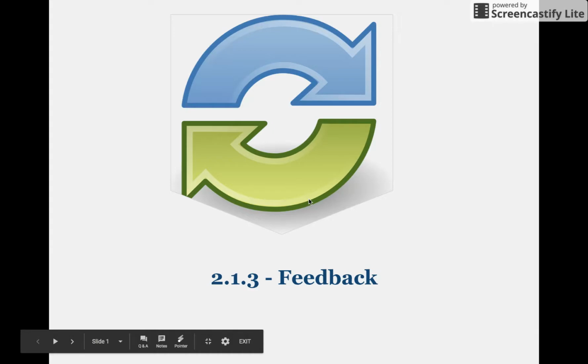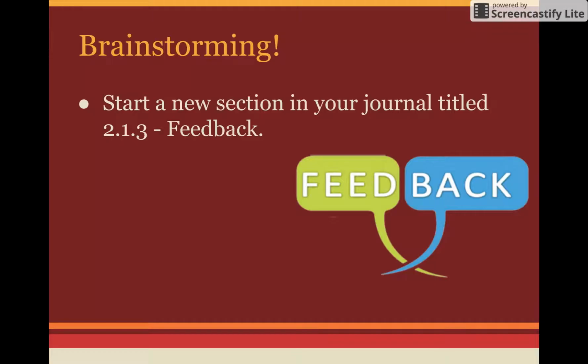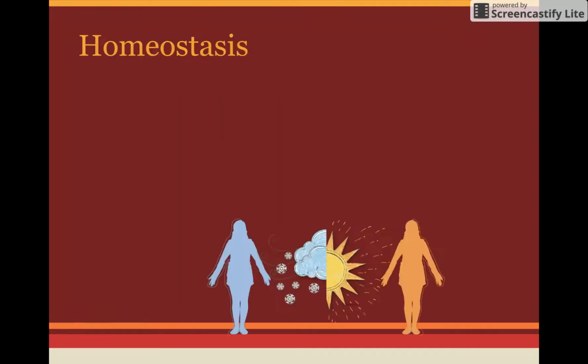All right, so this is the presentation on feedback loops. Make sure you have your laboratory journal ready. You're going to start a new section in your journal titled 2.1.3 Feedback. This is all about how your body works to maintain homeostasis, and we're going to define that term. After this presentation's over, I'll explain a little bit about how you're going to relate this to what we've already been doing with glucose and insulin.